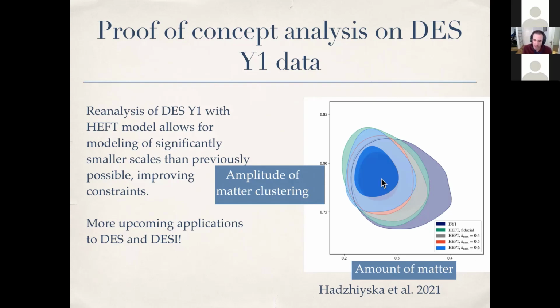You can see the contours shrink quite significantly as you push to these smaller scales, and that's quite exciting. Not only does this model still provide a good fit to this data, but because it's able to analyze that smaller scale data, you're able to more tightly constrain this parameter that we care about, that we're going to hopefully learn fundamental physics from in the coming years. So this is quite promising for upcoming applications to the Dark Energy Survey and to DESI. And so yeah, I'm very, very excited about this model going forward.